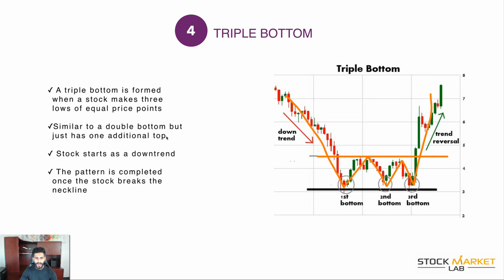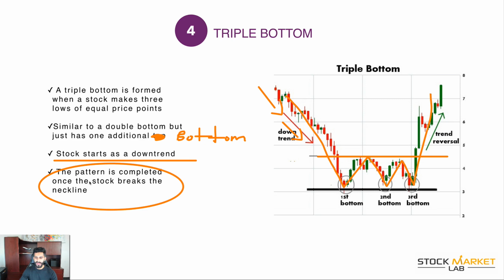It's similar to a double bottom, but it has one additional bottom, not top. You can see one bottom, second bottom, third bottom, right? Stock starts as a downtrend, and keep in mind the pattern is completed once the stock breaks the neckline. Let's just recap this one more time. Triple bottom, first bottom, retracement. Second bottom, boom, picks back up, gets rejected, neckline, neckline. Third bottom, boom, breakout.